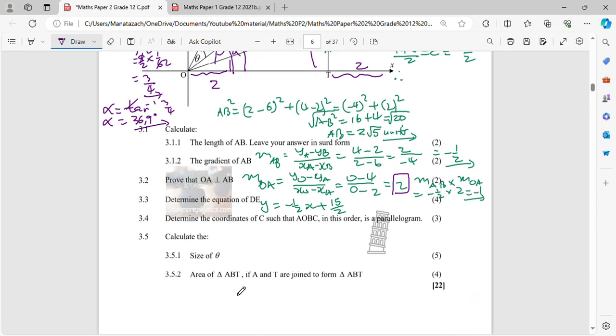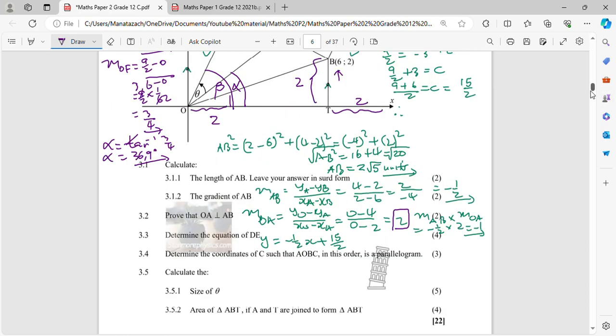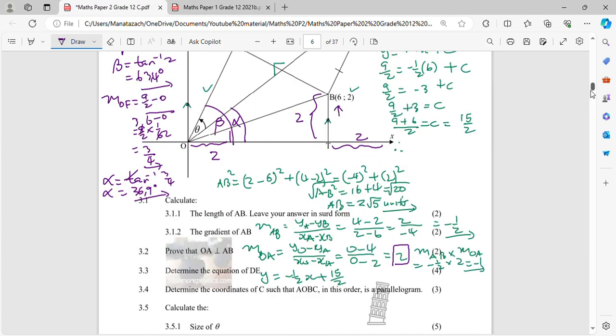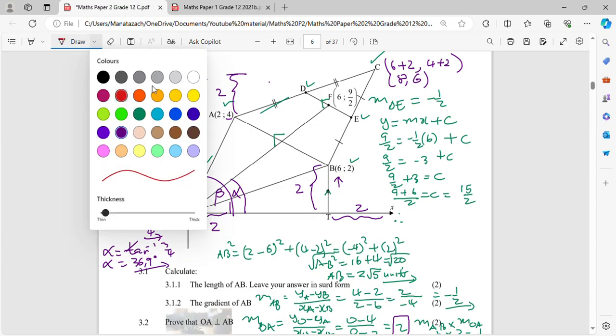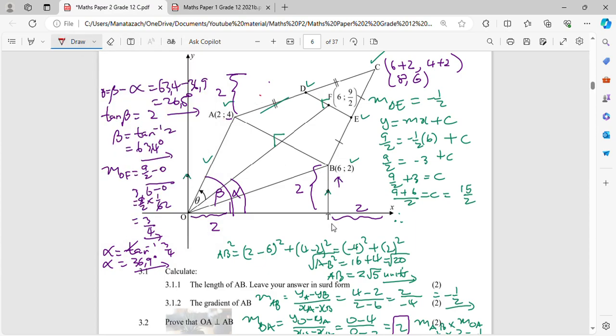And then finally, the area for ABT. Calculate the area for ABT if A and T are joined to form triangle ABT. Now let's have a look at this final question. I like changing a color from here on. So here is T, here is A. So assume that there's a line joining T and A, even though it doesn't look pretty. But yeah, this is the triangle in question.